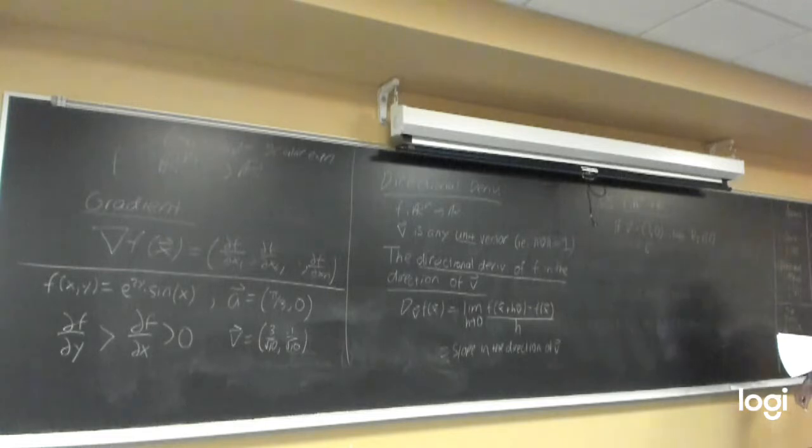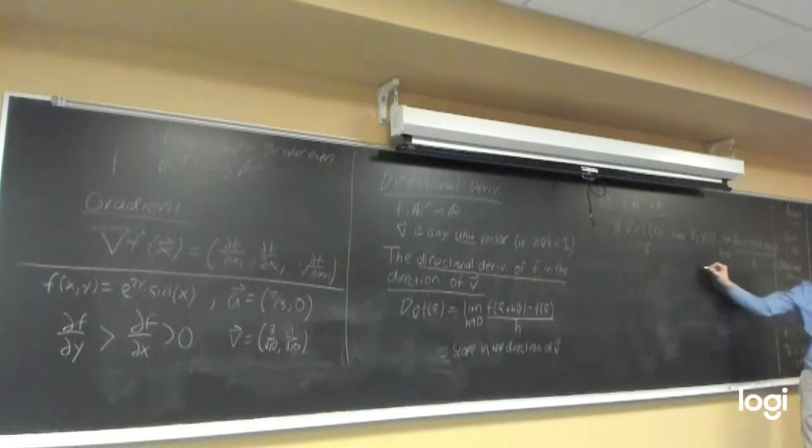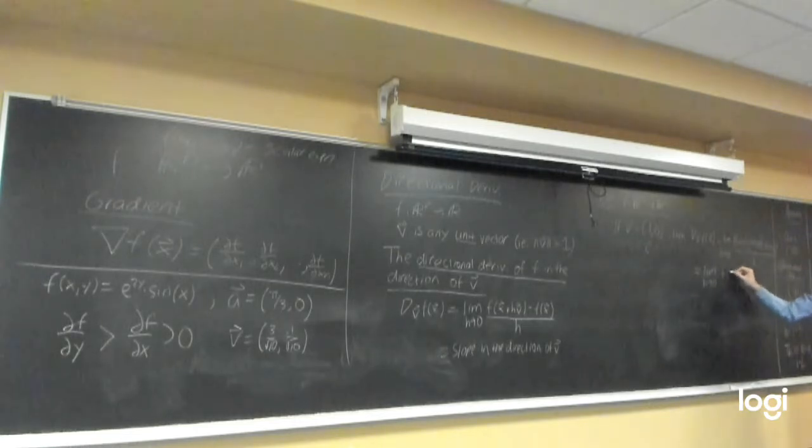that would give us a limit as h goes to 0 of f of x comma y plus h times the vector 1 comma 0 minus f of x y all over h, which if we simplify a little bit, it's going to give us a limit as h goes to 0 of f of x plus h comma y, because x comma y plus h times 1 comma 0 is just going to be x plus h comma y, minus f of x comma y, all divided by h.